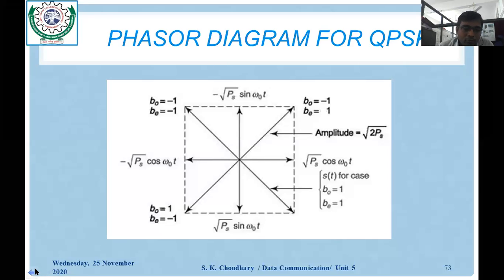This is the phasor diagram for the QPSK signal that shows how the phase would occur. There are four symbols. This is your in-phase and this is your quadrature component; I and Q axes are there. In the in-phase axis there is a carrier of square root of Ps cos omega naught t, but you can see the quadrature component is not on the positive axis, it is on the negative axis. Minus square root of Ps sin omega naught t is shown here, and square root of Ps cos omega naught t is there.